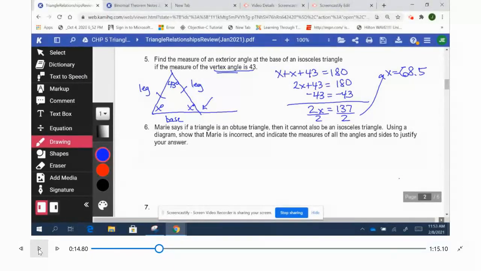Okay, 68.5. And then 180 minus 68.5 would be our answer. This is a linear pair, so they're supplementary, and they add to 180.